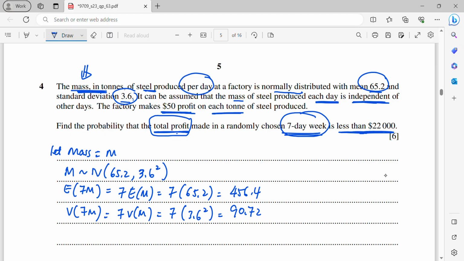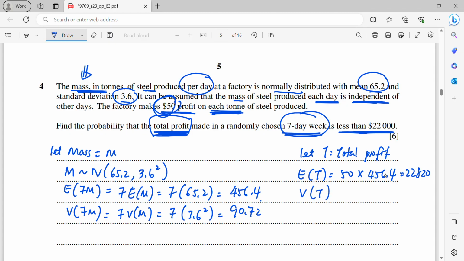Alright, so now from here we need to get the profit. Okay, so remember each ton is $50. So from here I let T be the total profit. So my first working is regarding the profit. Now I know that E(T) will be $50 profit times the mean, because if the mass is normally distributed, then the profit will be normally distributed as well. So it will be 50 times 456.4, and I get 22820. This is the mean profit.